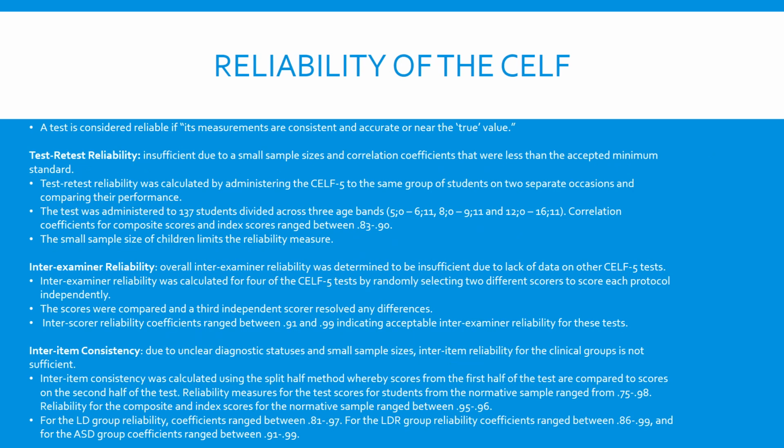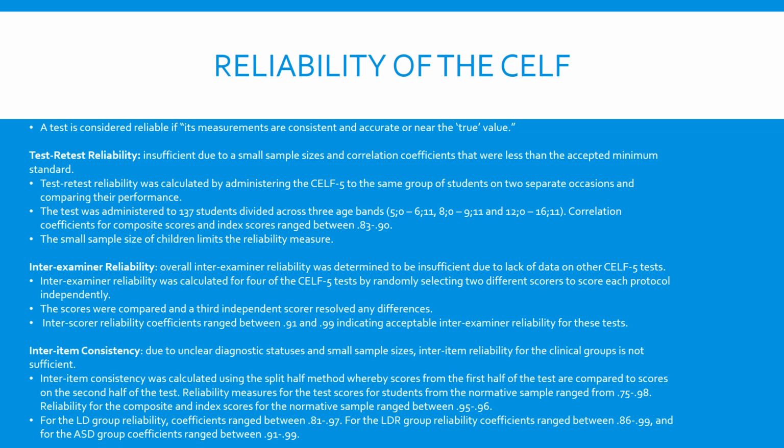So reliability of the CELF is kind of fraught with insufficiencies as well. A test is considered reliable if its measurements are consistent and accurate or near the true value. So for test-retest reliability, it was calculated by administering the CELF 5 to the same students on 2 separate occasions and comparing their performance. Makes sense. However, the test is for students who are 5 to 21 years old, and they only tested up to age 16. So there's kind of a big chunk of kids who are missing.